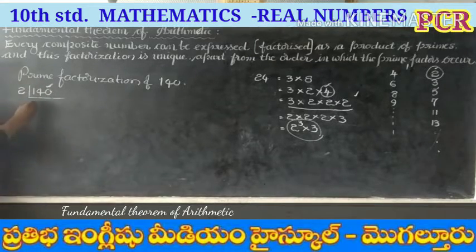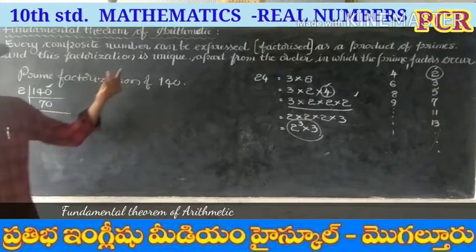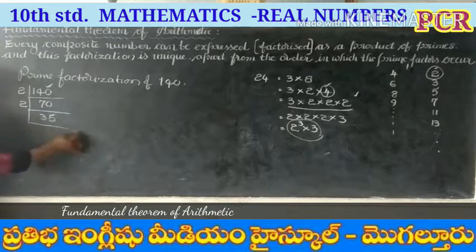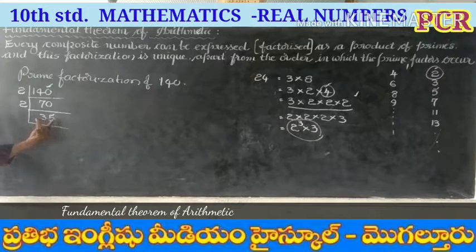2 how many times in 140? 70 times. Again, is 70 divisible by 2, the first prime number? Yes, because it also has 0 in its units place. How many times? 35 times. And again, is 35 divisible by 2? No, because it has 5 in its units place. So that's why it is not divisible by 2.